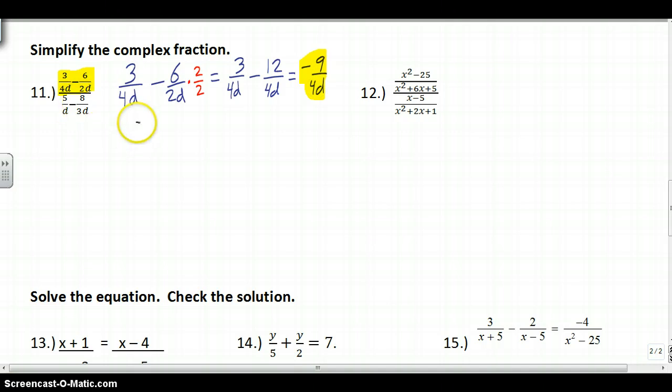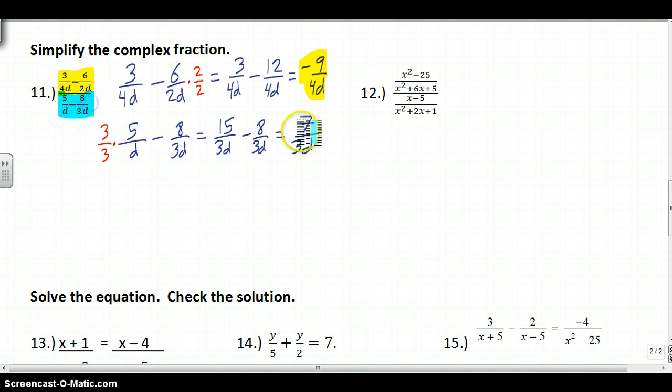Okay. Now let me look at the denominator. 5 over d minus 8 over 3d. You'll notice the left fraction is missing a 3. So I multiply the numerator and denominator by 3. The right one's not missing anything at all now. So it now becomes 15 over 3d minus 8 over 3d, which is 7 over 3d. Once again, you'll notice that this denominator is the same as this. So now we can rewrite the problem. Negative 9 over 4d over 7 over 3d.